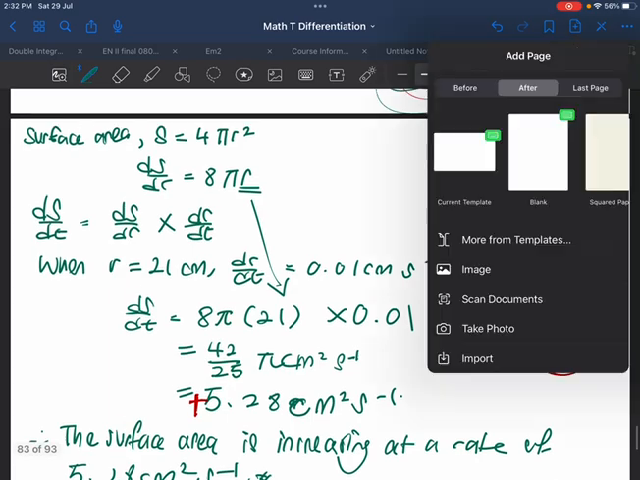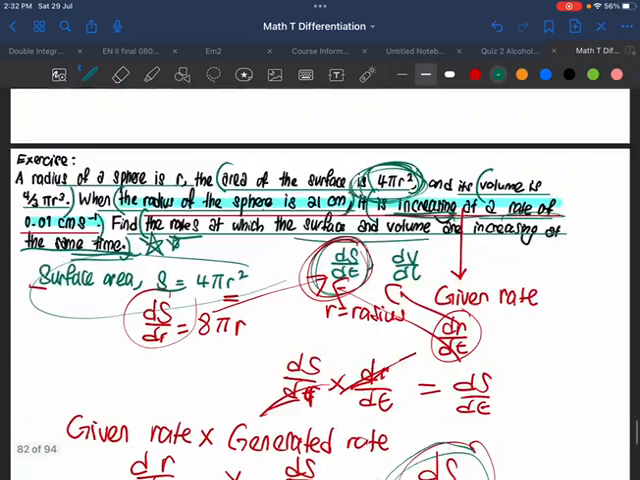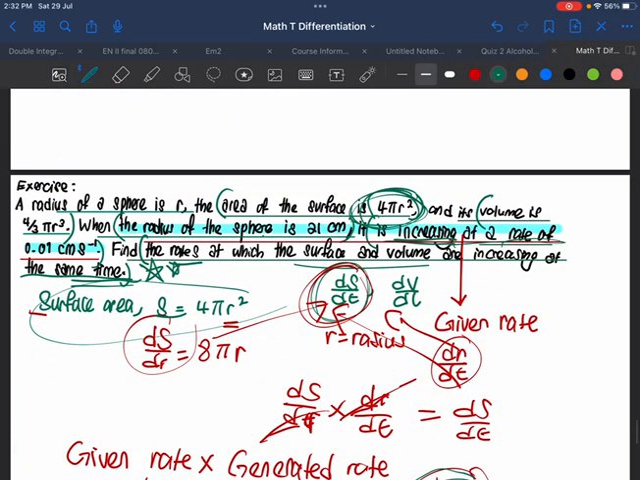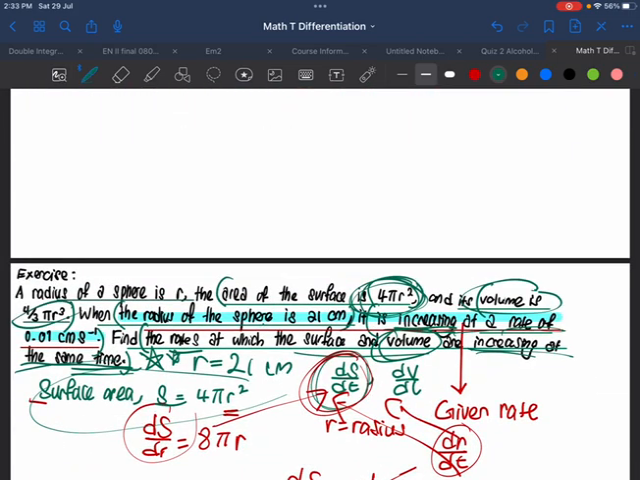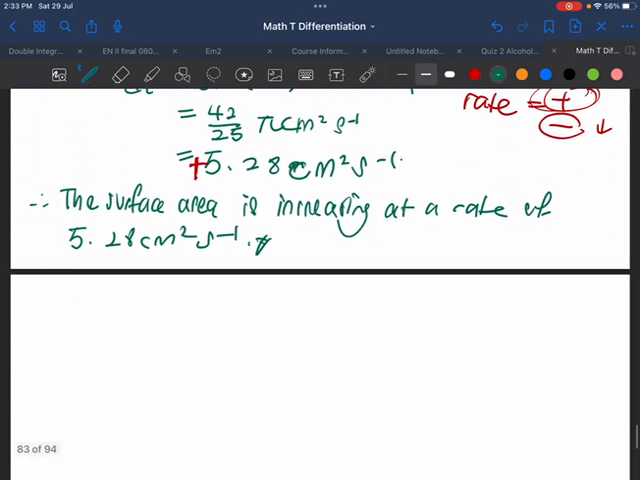So now we're doing the second part of the question. What is the second part? Find the rate at which the volume is increasing at the same time. It means that the radius is still 21 centimeters. So how are we going to find this? Is it given the volume, right? Volume. So is it hard? Not really.